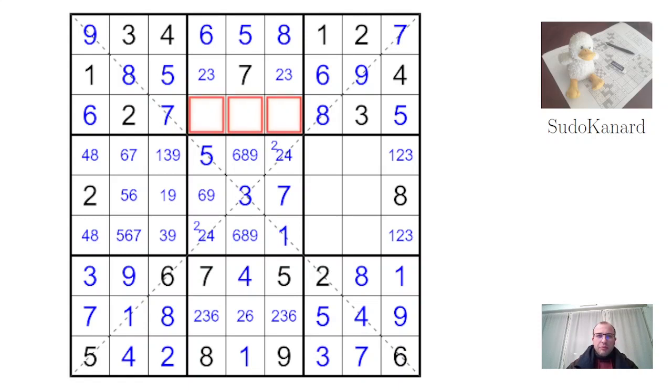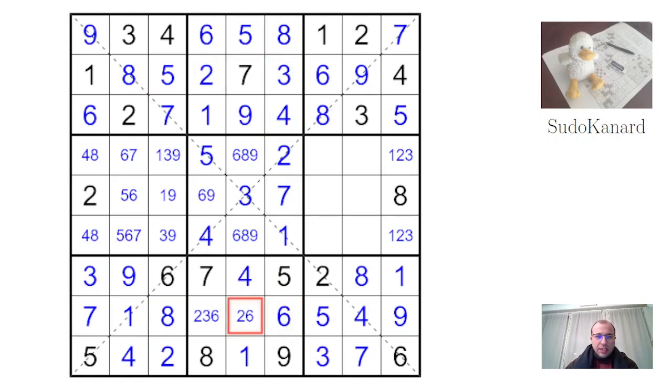Here I need 1, 4, and 9. This can only be a 4. This can only be a 9. That's 1. This 4 disambiguates that. So this 2 does not appear here. And actually, that's a 3. That's a 2. That's a 6. That's a 2. That's a 3. And that's a 9. And that's a 1.